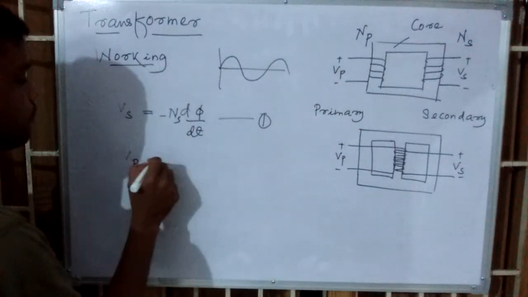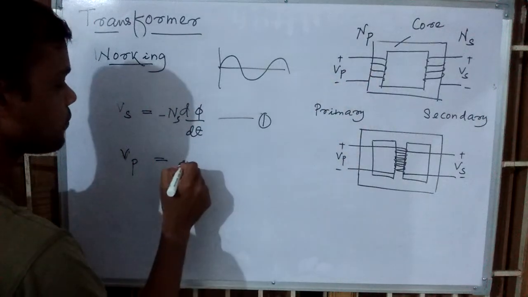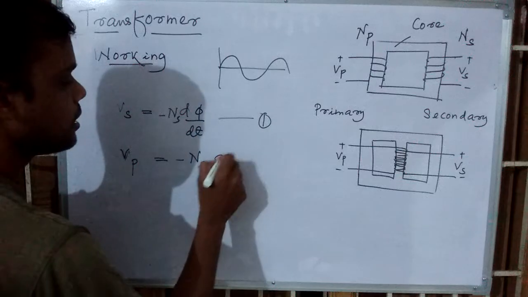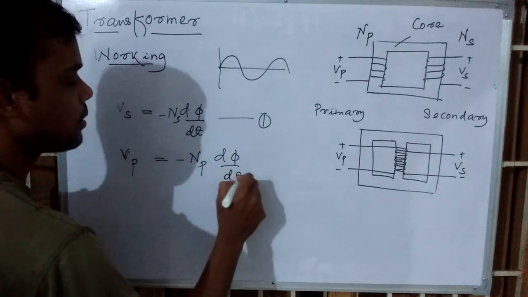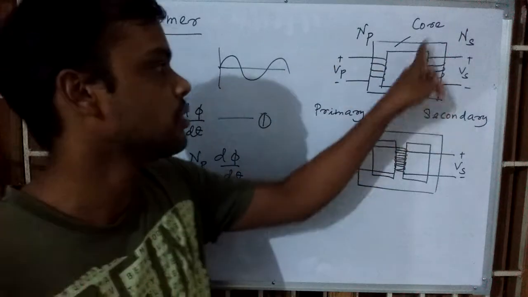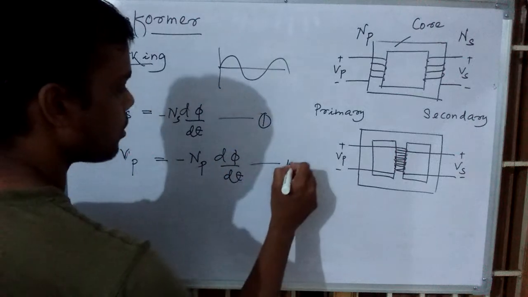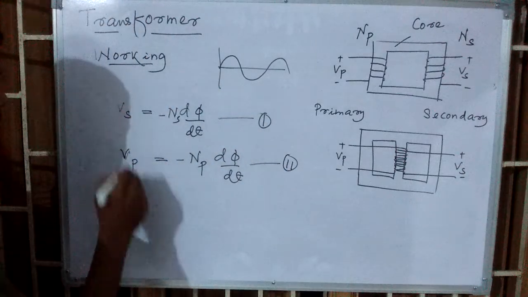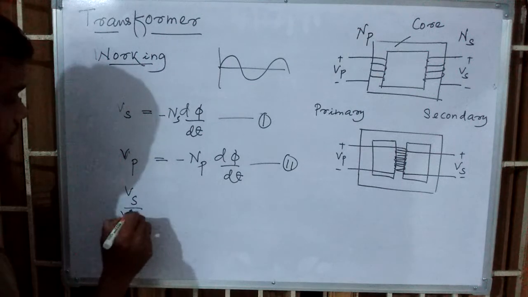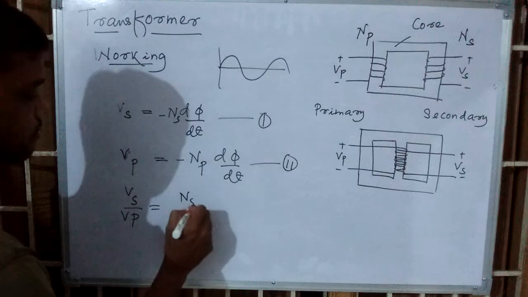So Vp will be equal to, what is the number of turns of the primary? That is Np d phi by dt. Why phi here? Because this is the flux because of which voltage is induced in the secondary. Now this is equation number 2. If you divide these two equations, Vs by Vp is equal to Ns by Np, as d phi by dt cancels out.